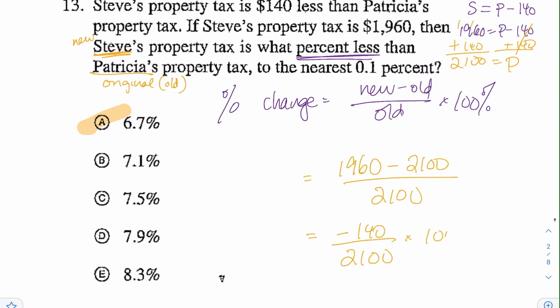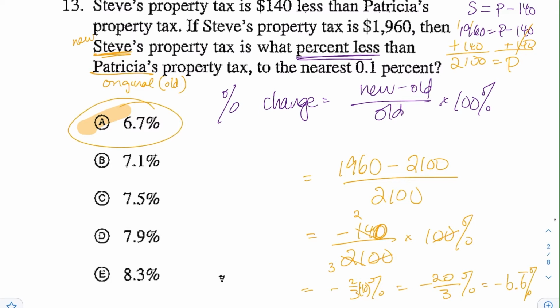I want to multiply this by 100%. So the two zeros will cancel out, and then 14 and 21 cross cancel to form 2 and 3. So this will be negative 2/3%, or you also have to multiply by this 10 here. So that would be negative 20 over 3%, or negative 6.6 repeating percent. And that's choice A once you round.